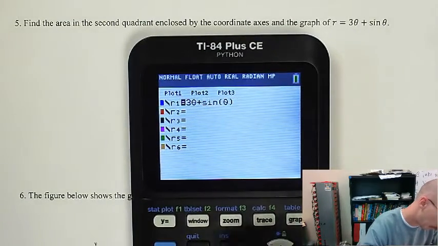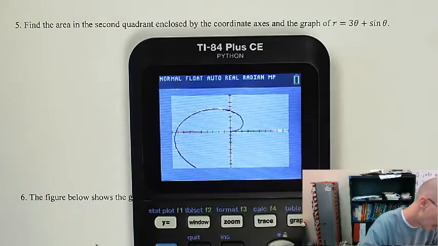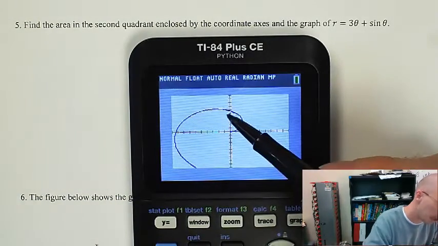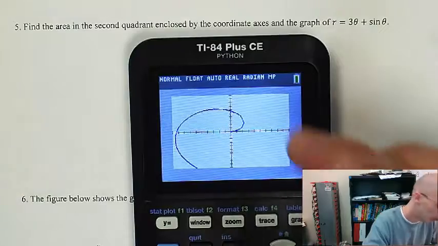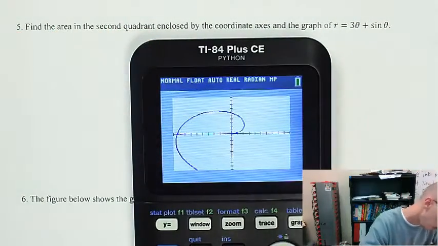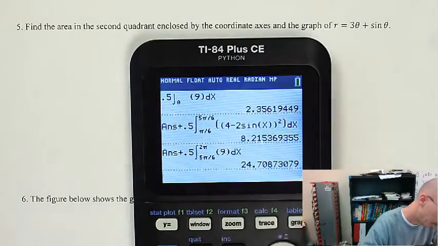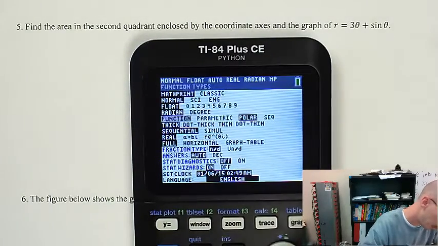Yeah, I don't really see this going. It's just zoom standard. Yeah. Nothing weird is happening here, so I can just go from pi over 2 to pi. Okay, I accidentally touched the screen with my pen. That was a mistake. So, yeah, I'm going to switch my mode back.